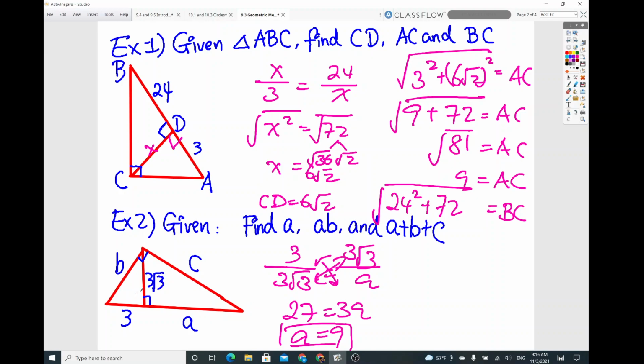Okay, so solve for B using the Pythagorean Theorem. So 9 plus 3 root 3 quantity squared, 27, equals B squared, because that's the hypotenuse. So 9 plus 27, then that'll be 36. So B equals 6. Square root both sides.